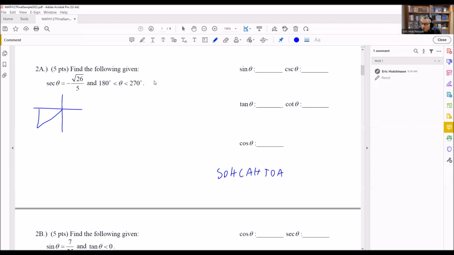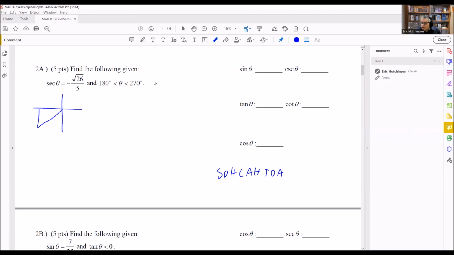Okay, so this is sine equals opposite over hypotenuse. Cosine is adjacent over hypotenuse. Tangent is opposite over adjacent. That's what this allows you to memorize or know the trig definitions.